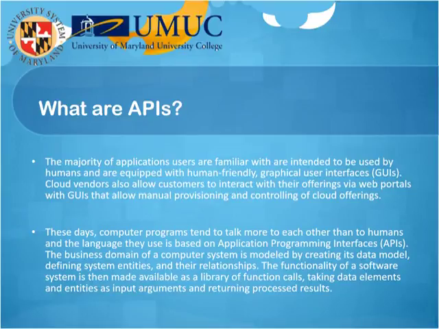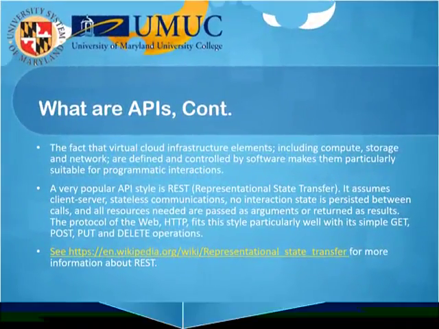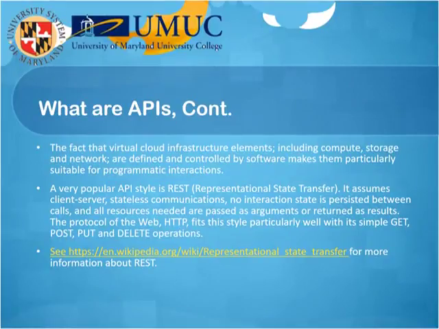For APIs, the business domain of a computer system is modeled by creating its data model, defining system entities and their relationships. The functionality of a software system is then made available as a library of function calls, taking data elements and entities as input arguments and returning processed results. The fact that virtual cloud infrastructure elements, including compute, storage, and network, are defined and controlled by software makes them particularly suitable for programmatic interactions.